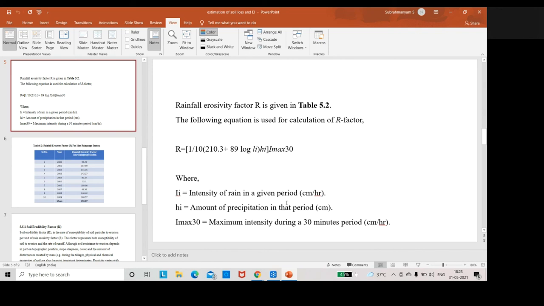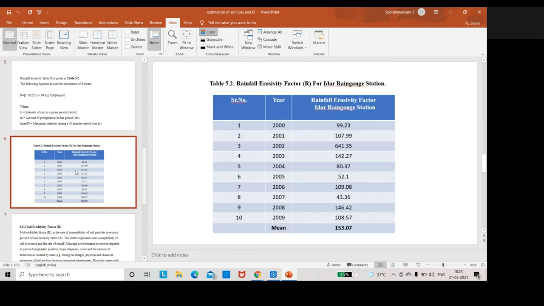I is the intensity of the rain, in centimeters per hour. H is the amount of precipitation in that period, in centimeters. I max 30 is the maximum intensity during a 30 minute period. This is from the rain gauge station. We will take the R values from this station also.